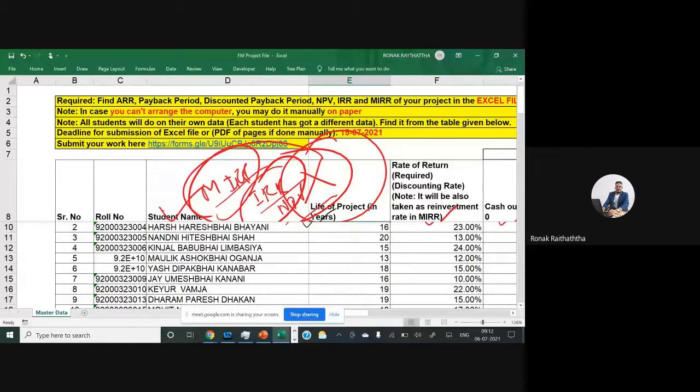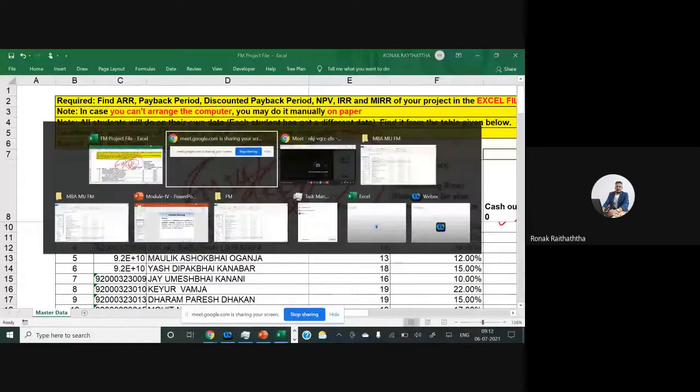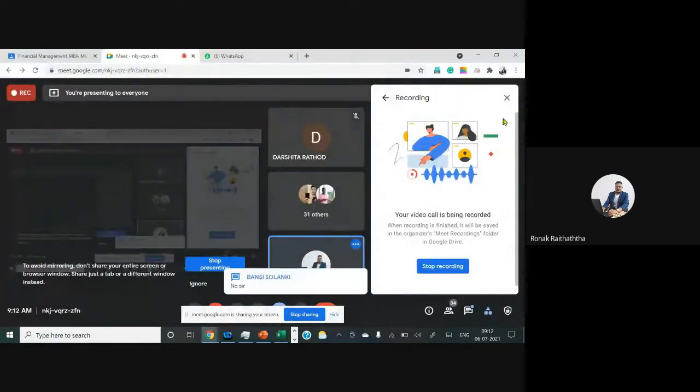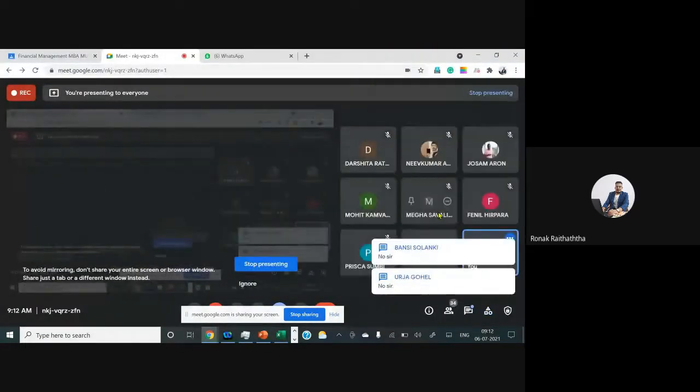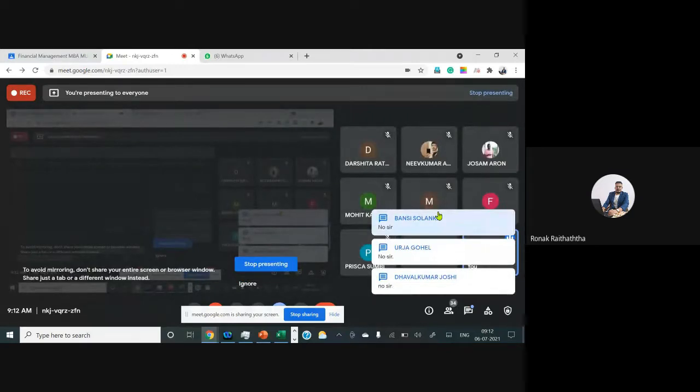That's all about the project. Is there any confusion or doubt related to a project? May I have a confirmation that it's pretty much understood to everyone now? Good. So there is no doubt.